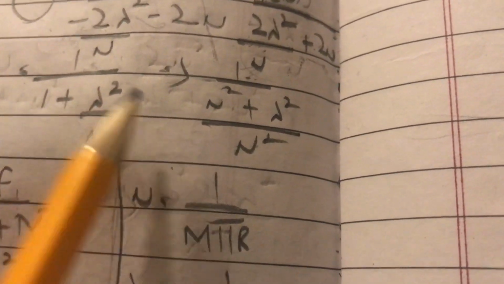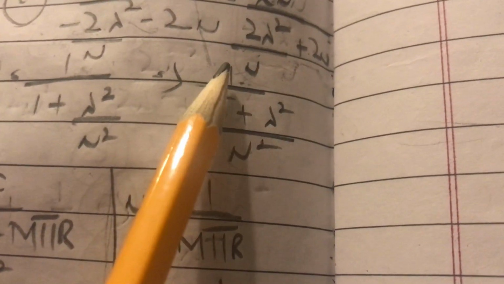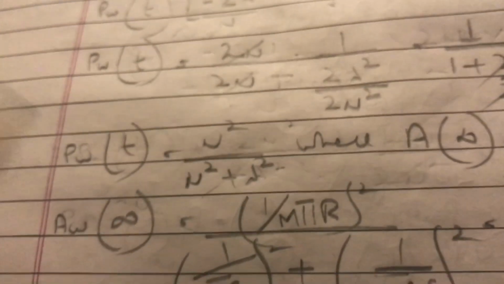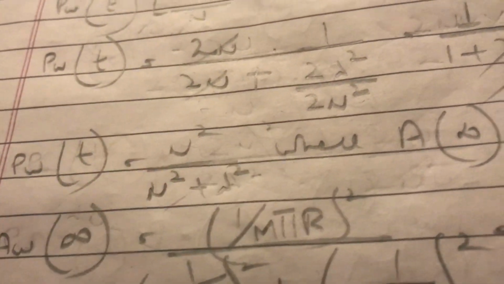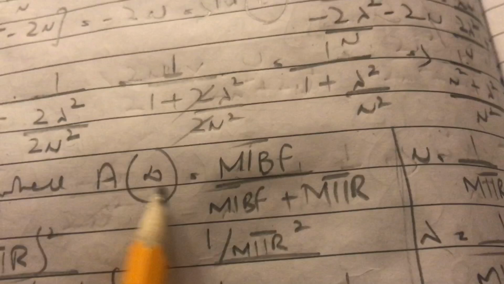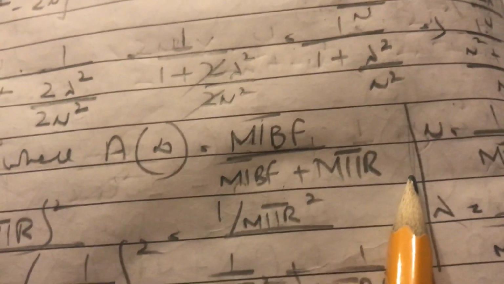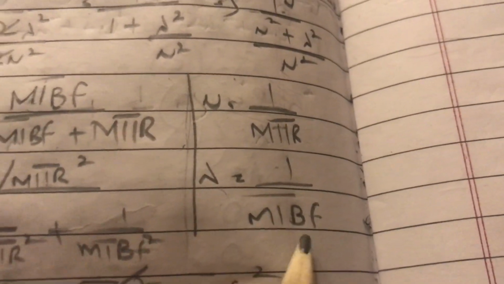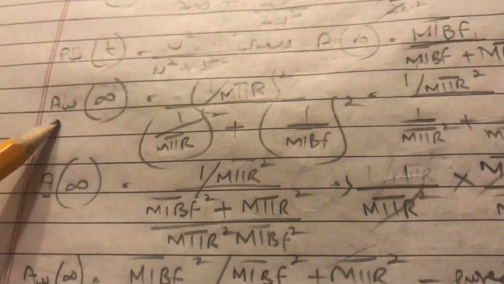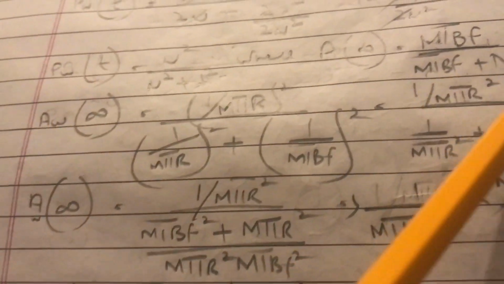See, this comes here and this thing remains the same, and this mu square will be going up, so it becomes mu square over mu square plus lambda square. See, here is the equation. Pw of t is in this form, and we know that A to the infinity is MTBF over MTBF plus MTTR, and we also know that mu is equal to 1 over MTTR and lambda equals 1 over MTBF. So by replacing this Pw of t into these forms, these are the formulas that we have, just to find out the working condition to the infinity.